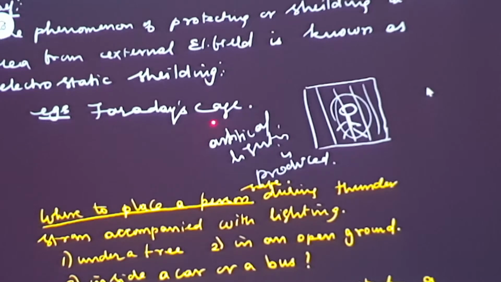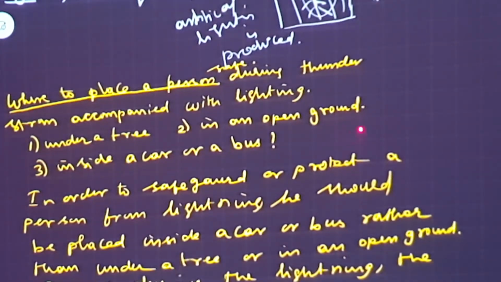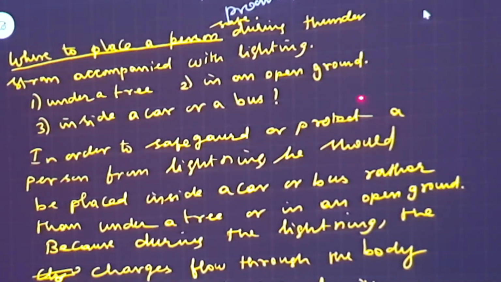What do you mean by this Faraday's cage? A cage made up of metal bars. A person is made to sit inside this Faraday's cage, and an artificial lightning is made to occur. And it was found that the person inside the cage is unaffected by the lightning charges. Then the second one: why it is safer to place a person inside a bus or a car to protect himself from lightning instead of placing him under a tree or in an open ground.